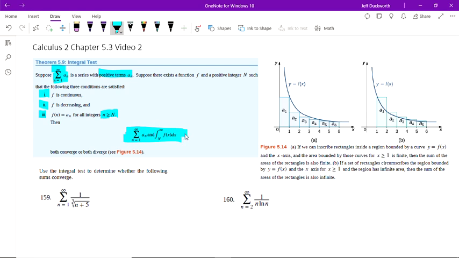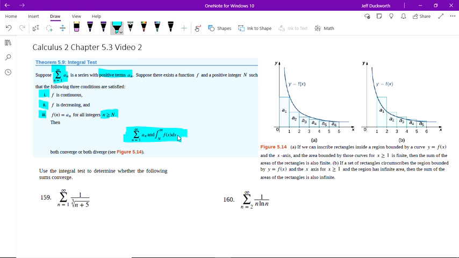this formula down here, which is our series of a_n and the integral from whatever that capital N is all the way to infinity, f of x dx, either both converge or both diverge. Now, they don't necessarily have to converge to the same number, but if one of them converges, the other one will converge. So basically, we're using the integral to try to determine whether or not the series does.